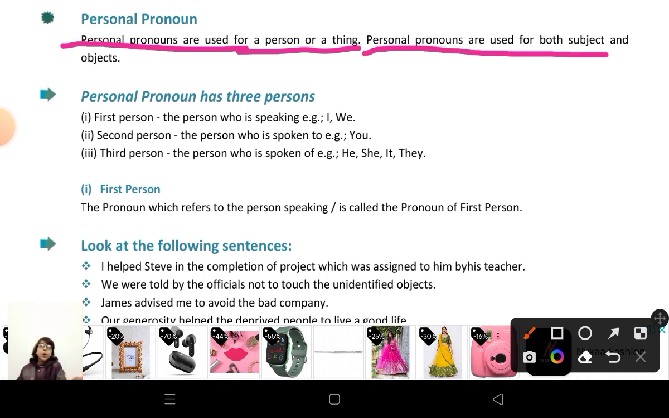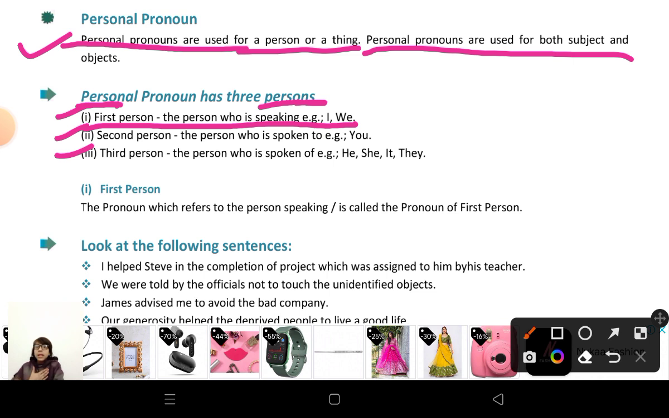Personal pronouns are used for both subject and for object. Okay? Now the personal pronoun has three persons. As the name suggests, personal. That means it has three persons. First person, second person, third person. First person, the person who is speaking, that is I. I am speaking. Second person is the person who is spoken to.